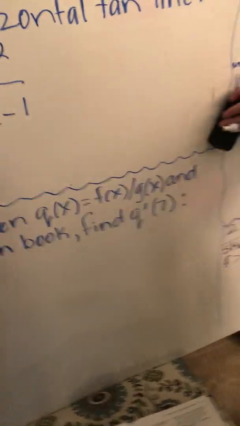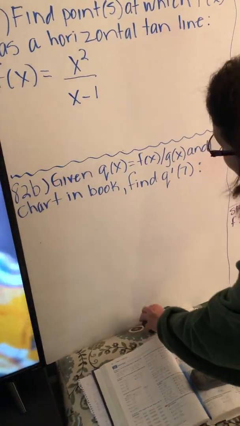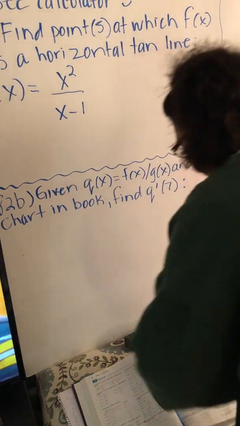There we go. Let's keep rolling. Little sports break there. Yeah, a little sports break. Number 75.